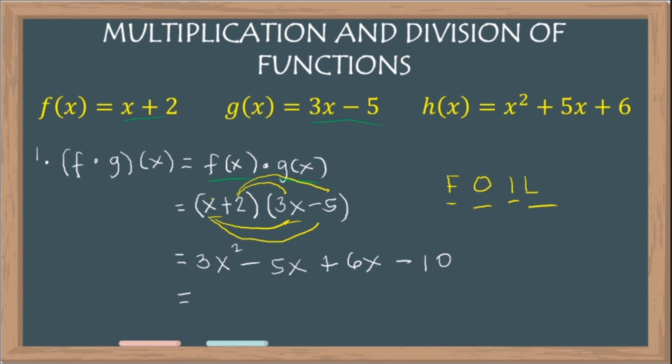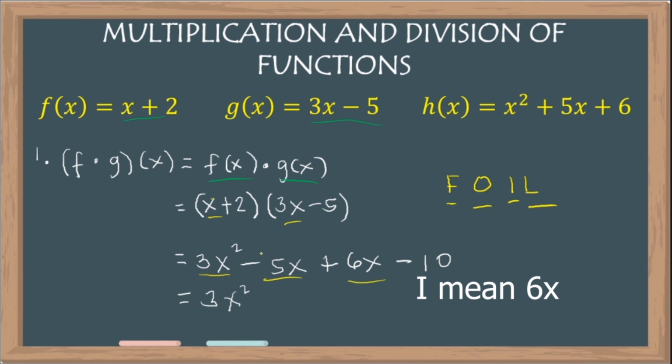Hanapin mo yung may x squared. Nasaan yung x squared? Ito lang. So, wala nang iba. Ibig sabihin, we just copy 3x squared. Nasaan naman yung may x? Ito. Okay, negative 5x plus 6x. Since magkaiba ng sign, subtract natin. 6 minus 5, that's 1. So, ibig sabihin, x na lang. Okay, may 1 kasi yan.